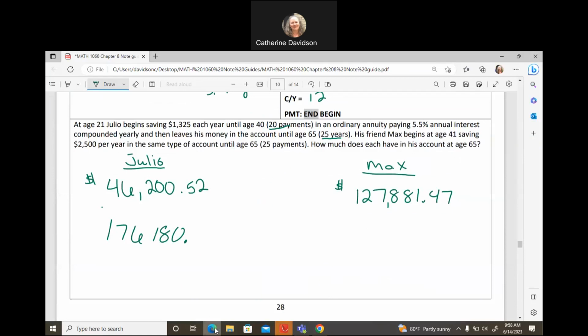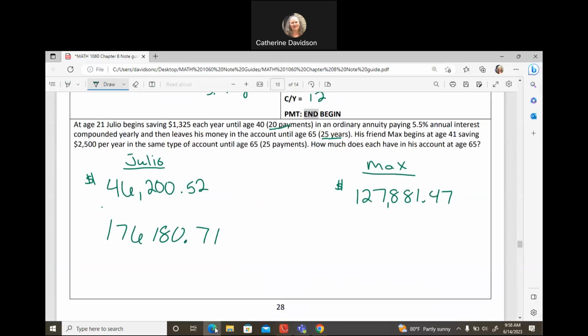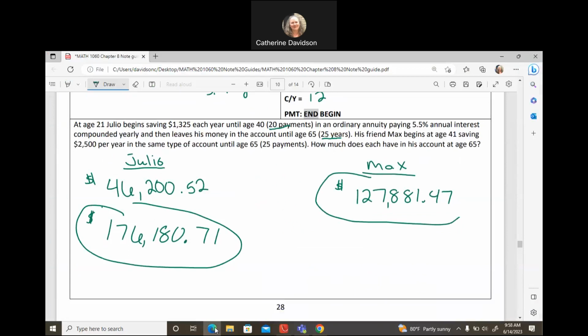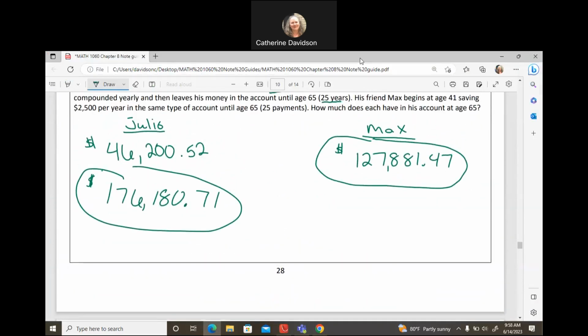Look at the change on this one real quick. 71. So this is how much he actually has when he goes to retire. All right. So starting at a younger age makes a bigger difference. And Julio was putting less into the account than Max actually was. Yep. And this is it for section 8.4.